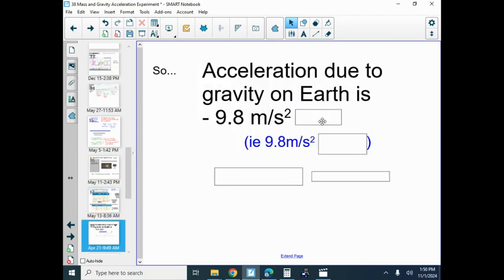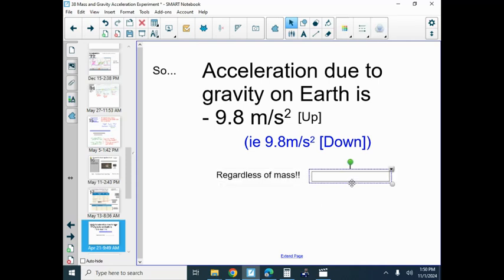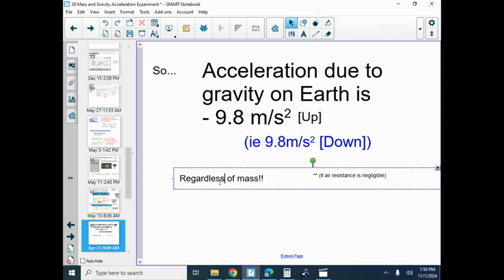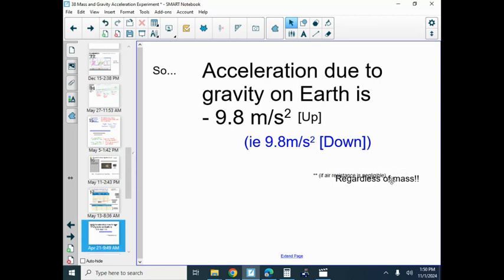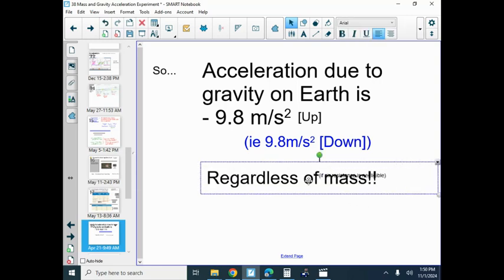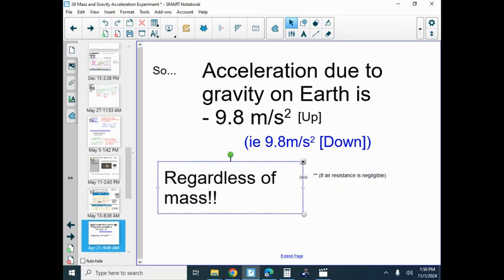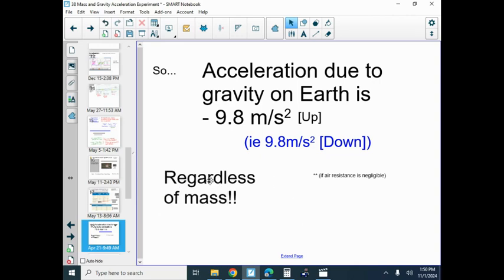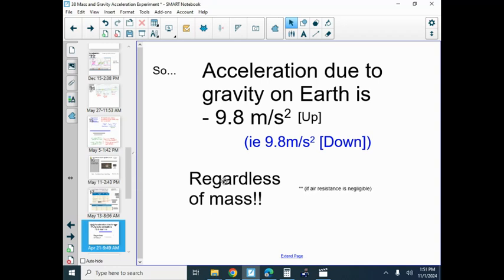Okay. So long story short, acceleration due to gravity is negative 9.8 meters per second squared, down. Sorry, actually, this should be up. Negative 9.8 meters per second squared up, right? So of course that means, what I'm trying to get across here, negative up means down. Regardless of the mass. That's huge. We've got to increase the size of that one. Regardless of the mass. Seriously, it's true. I'm not tricking you. It's just that air resistance needs to be negligible for air resistance not to be a factor.